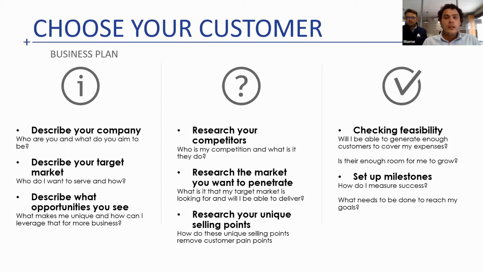Then when we move on to our next phase, now that we've done our research, we can do some feasibility checking. Is it feasible for us to start this business? Will we be able to grow? Is there space for us to grow? Once we've done that, we can start setting up our milestones. Our first milestone: what do we want to reach in order to say, this is how we're going to measure our success? This is how we're going to measure our goals. This is how we know we're making an impact and a success.